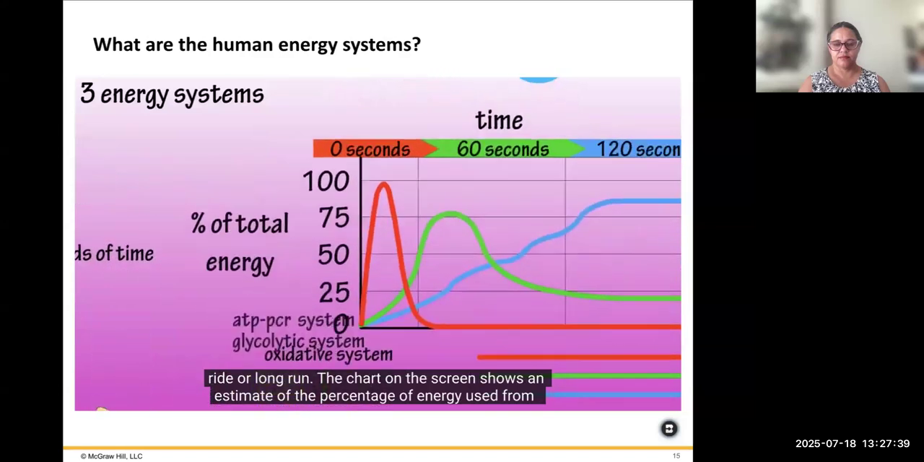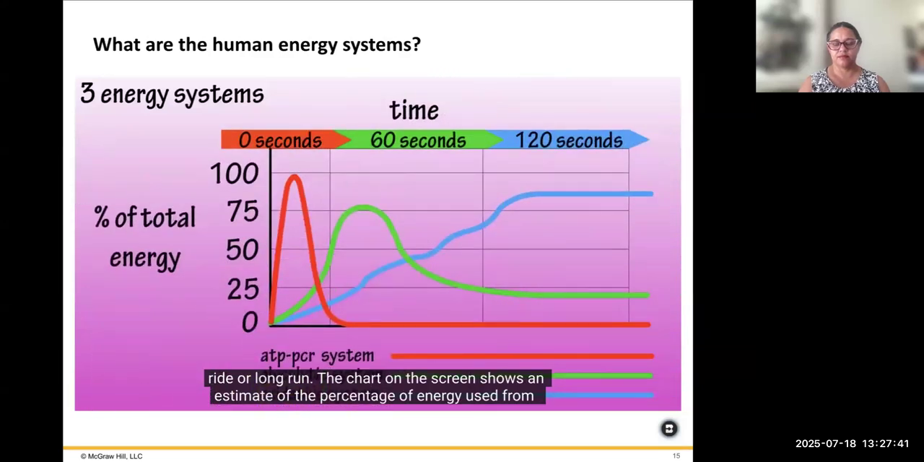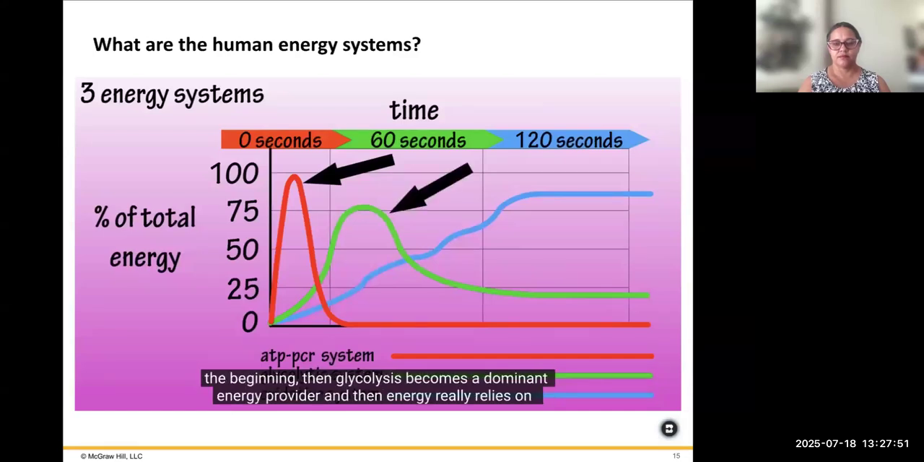The chart on the screen shows an estimate of the percentage of energy used from each system, along with time plotted at the top. As you can see, the ATP-PCR system dominates at the beginning. Then glycolysis becomes the dominant energy provider, and then energy really relies on the oxidative system.